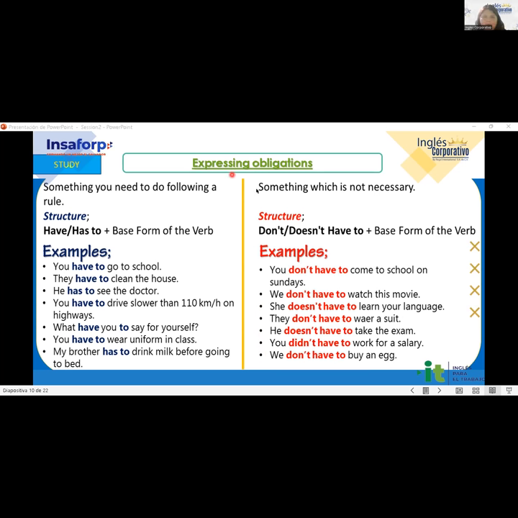Okay, so look at this. We have to correct this word. That's a where, right? Where. So correct that. So basically what we are going to study is learning how to express obligations using the verb have to and has to. So question, tell me, what are some activities that you normally have to do? For example, I have to clean my room every day. How about you?